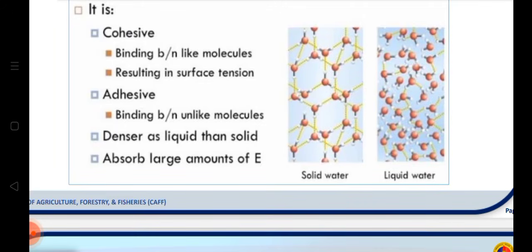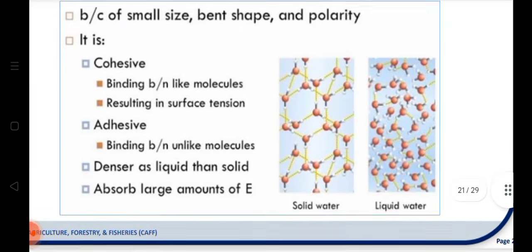Okay, so let me just review. When we say cohesion as a property of water, we can say that cohesion refers to water sticking to itself. Then we have adhesion, water sticks to other surfaces. Then water is denser as a liquid than as a solid. We could say that ice floats due to lower density. And we have high energy absorption, or high specific heat, in water. We can say that this resists temperature change. So in return, this stabilizes crop and soil temperatures.